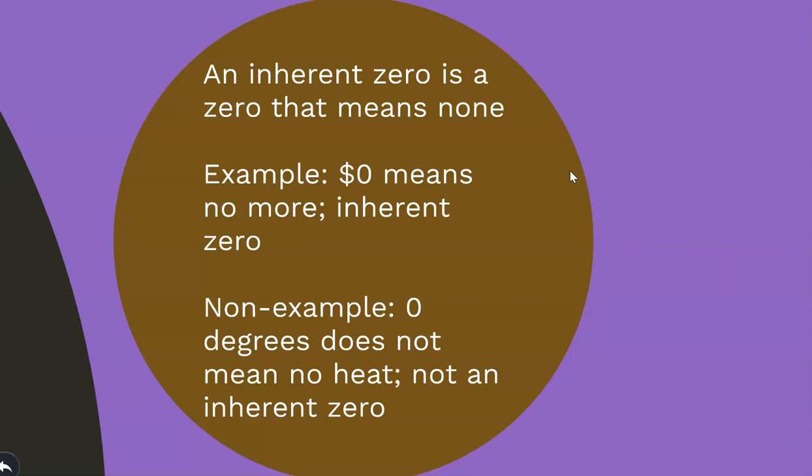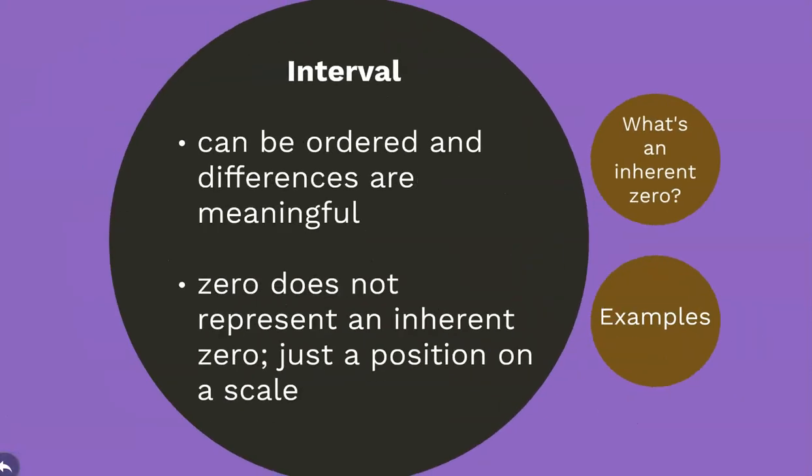An example of something that is not an inherent 0 is, say, I tell you it is 0 degrees Fahrenheit outside. That 0 degrees Fahrenheit does not mean there is no heat outside. Of course, it is very cold, but it doesn't mean there is absolutely no heat. So that is not an inherent 0. That 0 degrees represents a position on the temperature scale. It does not represent none. So that is what an inherent 0 is. An inherent 0 is a 0 that represents none.